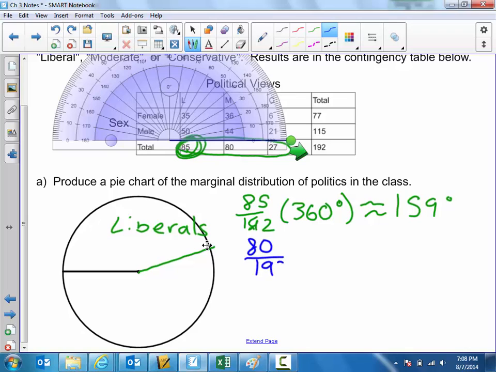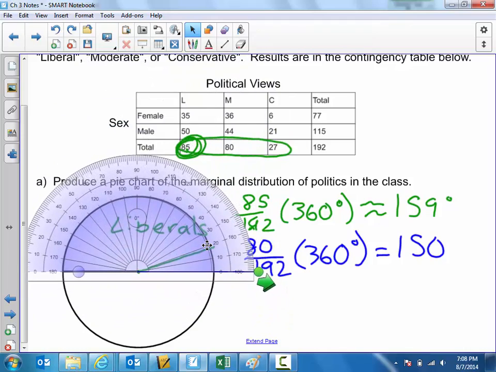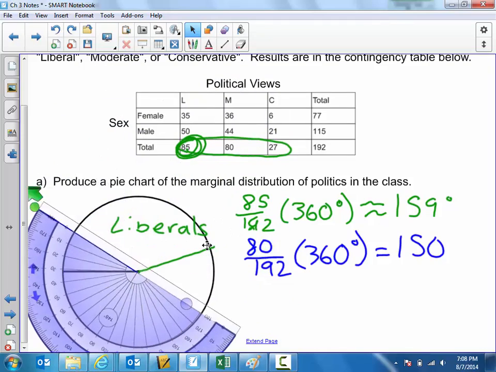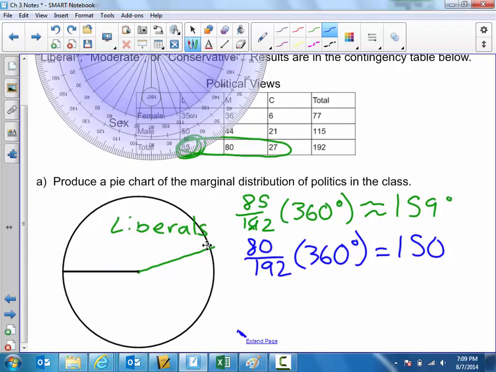Okay. Next up, let's do the next one in blue. So these will be the moderates. 80 over 192 times our 360 degrees comes out to be exactly 150. So I'll take this and spin it around. We're going to measure 0 on the left there and go out to the 150 right there. Okay, let's move this away for now.